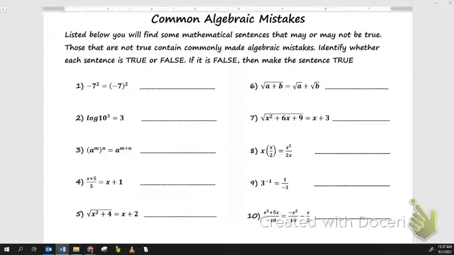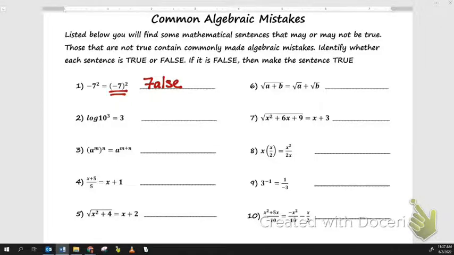Number 1, no tally marks. Good job, guys. This one is false. So if this is not correct, what should go there? What should go on the right-hand side? If we were going to simplify it or write it as something that is true.